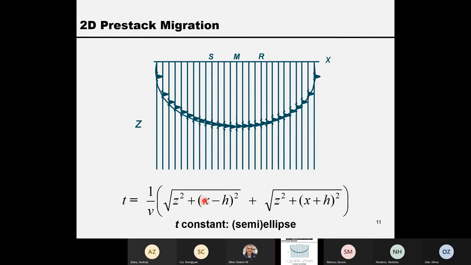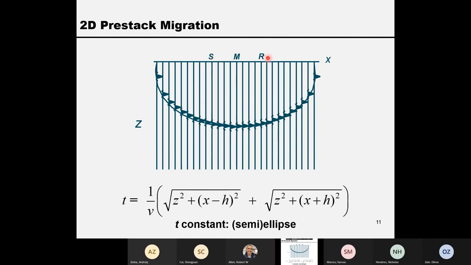So you can do the simple derivation. Your travel time is the distance from here going down, coming back, right? From the source part, you have the square root of z squared plus (x minus h) squared, and then for the receiver leg, you have this form. So this gives us the so-called double square root formula, right? Double square root formula.